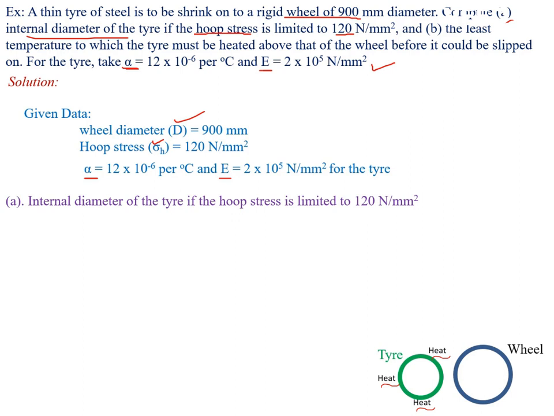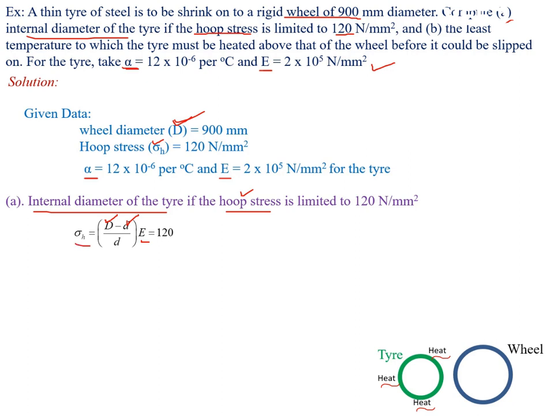First, we have to find the internal diameter of the tire if the hoop stress is limited to 120 Newton per mm square. The hoop stress is given, and we have to determine the internal diameter of the tire. We know the relationship between the hoop stress, the wheel diameter and the tire diameter; we discussed the formula in the previous lecture. Hoop stress sigma h equals capital D minus small d divided by small d, into Young's modulus of the tire. Here capital D is the wheel diameter, small d is the tire diameter, and E is Young's modulus of the tire.